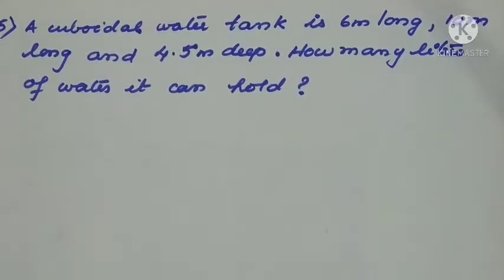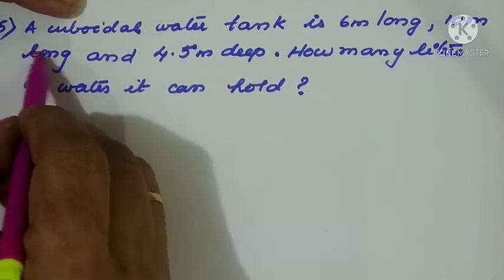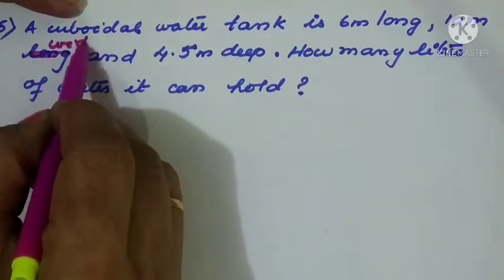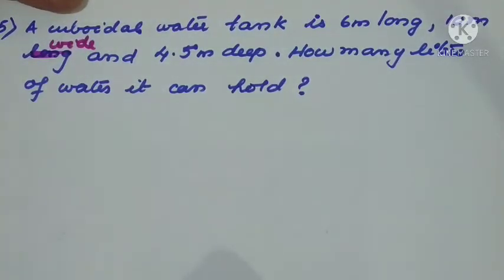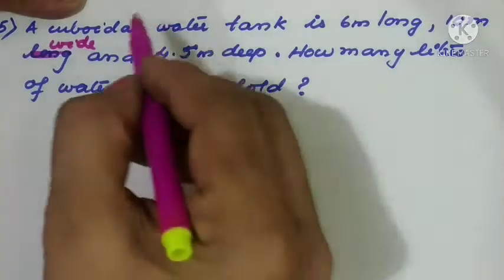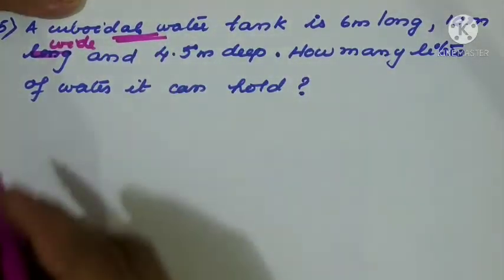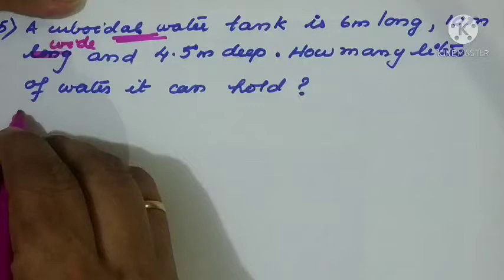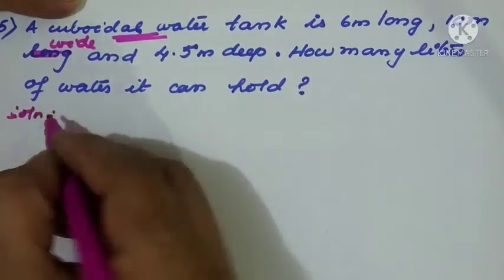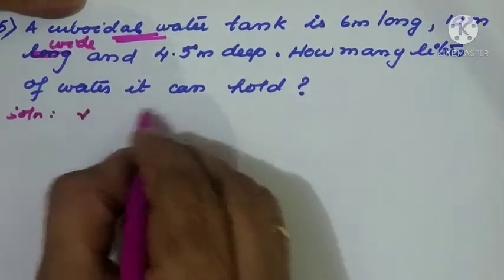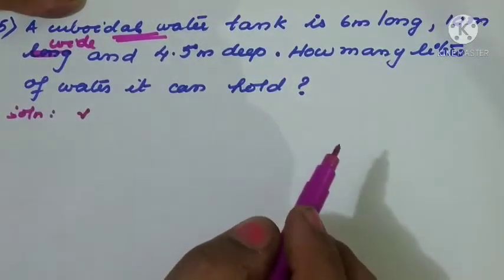A cuboidal tank is 6 meter long, 10 meter breadth or wide we have to say, and 4.5 meter deep only. So some correction is here. We write: a cuboidal water tank is 6 meter long, 10 meter wide and 4.5 meter deep. How many liters of water can it hold? Since it is a cuboidal tank, what should we write here? The solution.